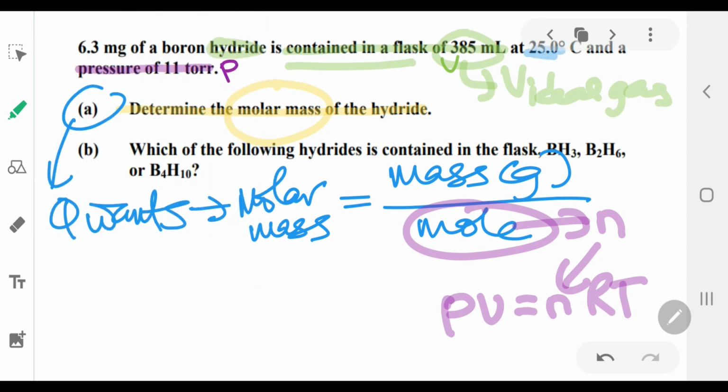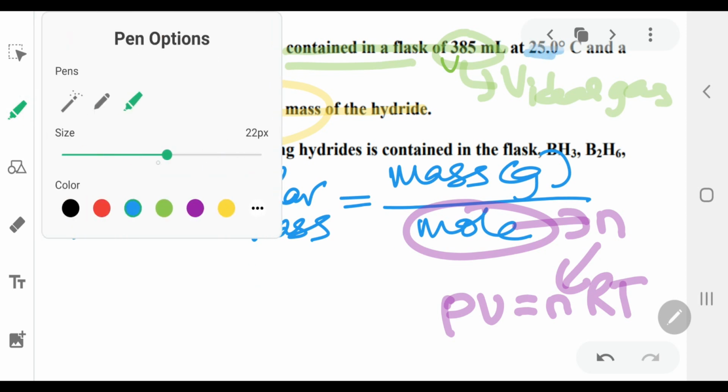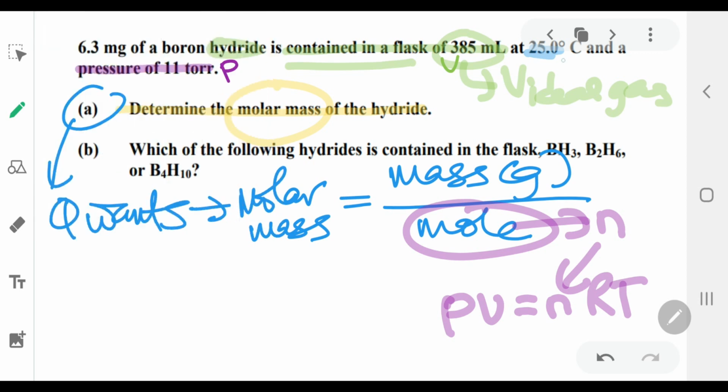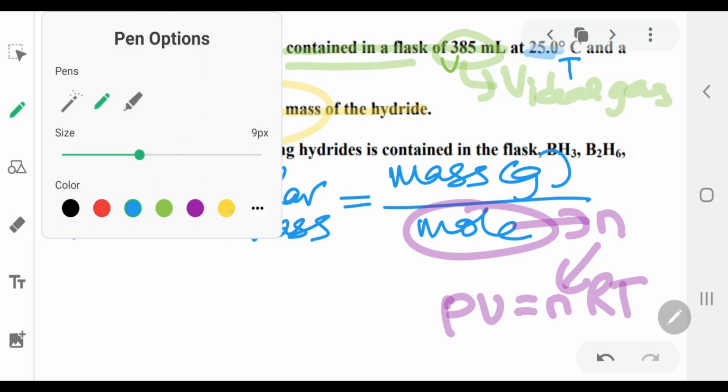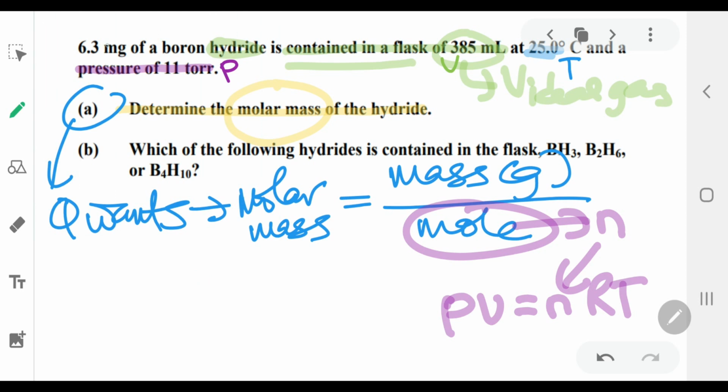Okay, we have also temperature right over there. So that is your temperature. We have P, we have V, we have T, and obviously R is your constant, 0.0821. Okay, and you have mass. So given to you is this.